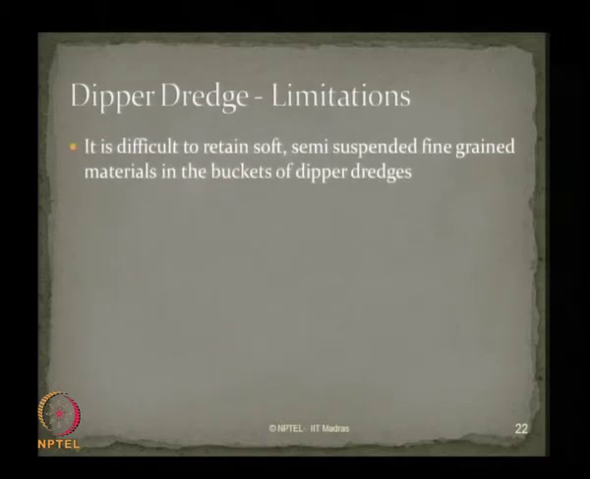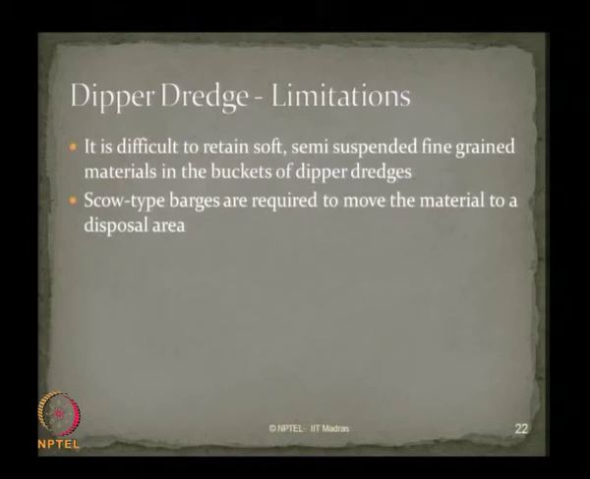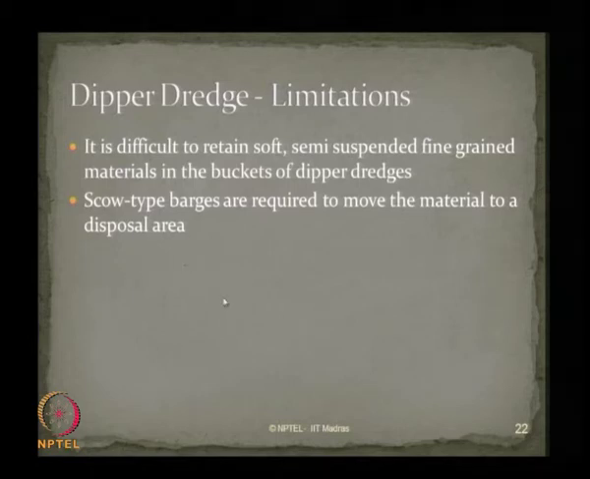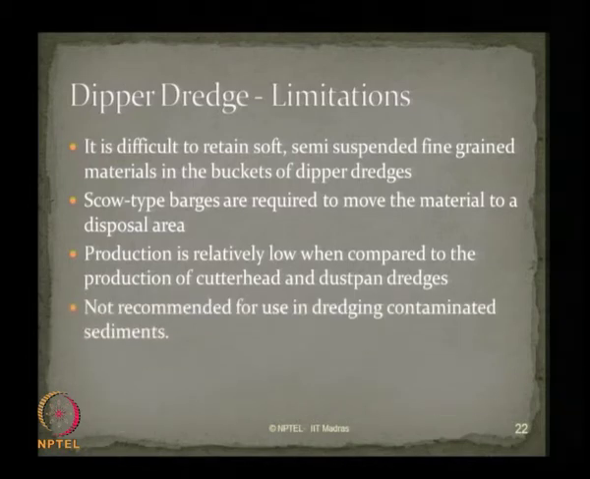There are some limitations of this kind of dipper dredgers. It is very difficult to retain soft, semi-suspended, fine-grained material in the buckets of the dipper dredges. Scow type barges are required to move the material to a disposal area. Production is relatively low when compared to production of cutter head and dust pan dredges. Not recommended for dredging contaminated sediments.